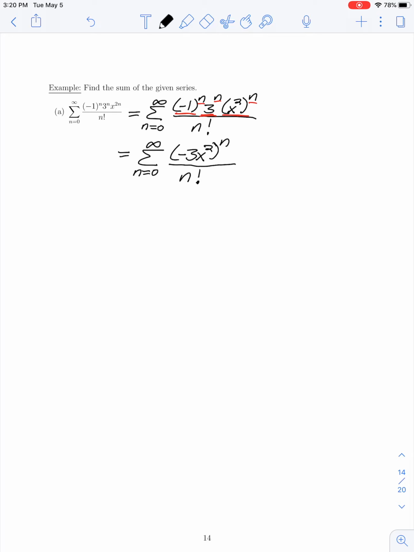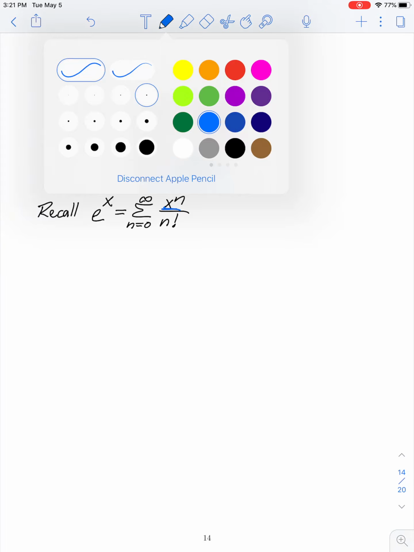Now, at this stage, we start to see that this looks similar to the Maclaurin series for the exponential function. In particular, let us recall that e to the x power is given by the sum from 0 to infinity of x to the nth over n factorial. So that looks very similar to the series that we had here. The only difference is instead of just having x to the nth, we have negative 3x squared to the nth.